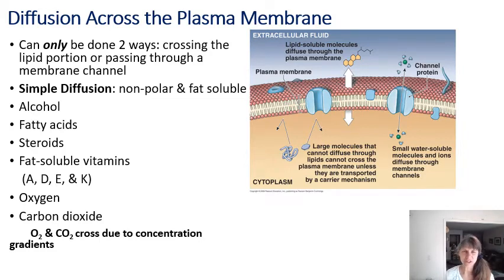So simple diffusion for nonpolar fat-soluble molecules would allow not only oxygen and carbon dioxide to go through, as we mentioned before, fat-soluble vitamins A, D, E, and K, steroid molecules, fatty acids, and alcohol can go through the plasma membrane without any assistance because they can go through that lipid portion.